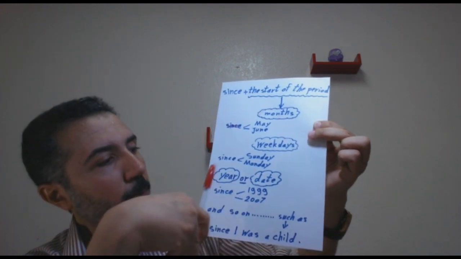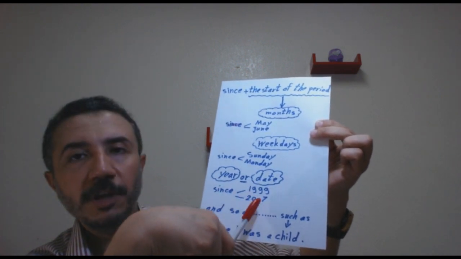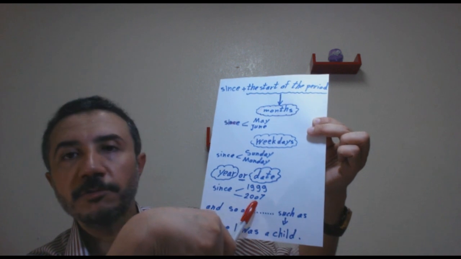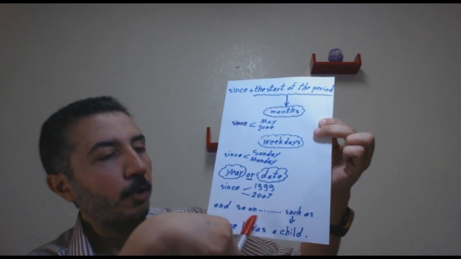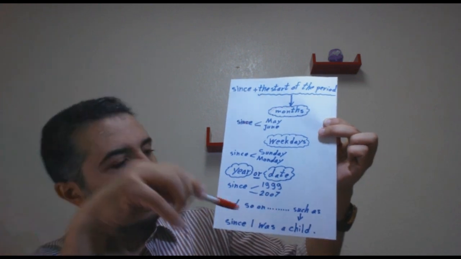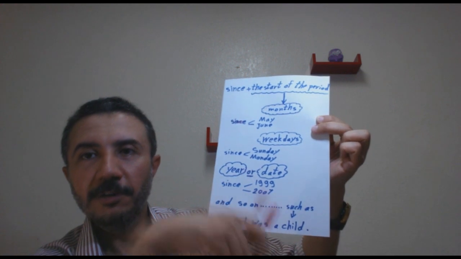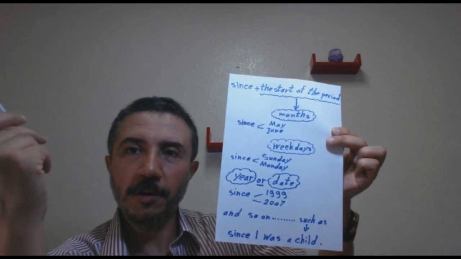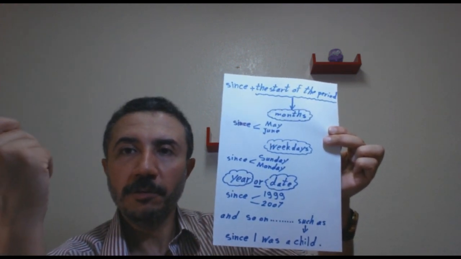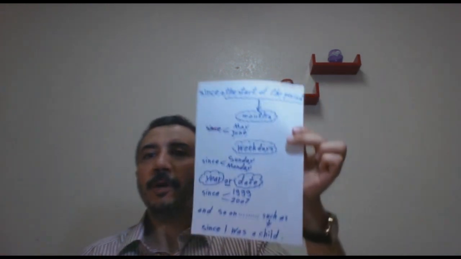وبنستعمل مع since تاريخ او سنة. Like since 1999 or since 2007. Good. And so on. So on يعني اي حاجة تانية اي شيء تاني. يعني like since I was a child. Since noon يعني منذ الظهيرة. Since morning يعني منذ الصباح. Good. This about since.